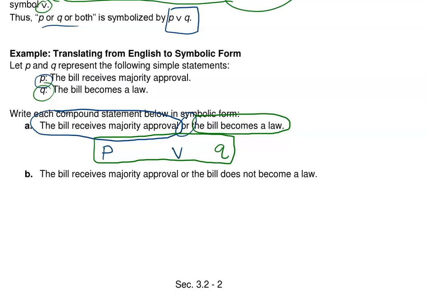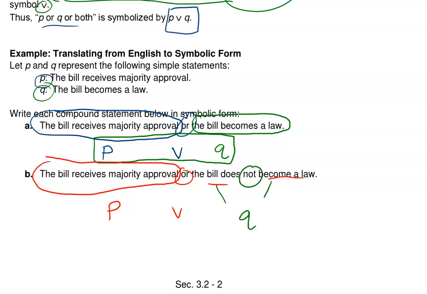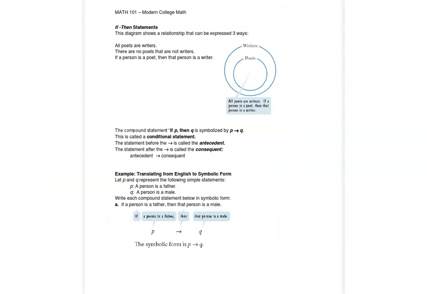The bill receives majority approval. That is, again, statement P. So we're going to represent that with the letter P. Or we represent with this symbol here. And this one is the bill does not become law, right? So the bill becomes a law is statement Q, but we are negating that statement, so we need to put the squiggly line in front of it, and we get this symbolic representation here, which would be read as P or not Q.